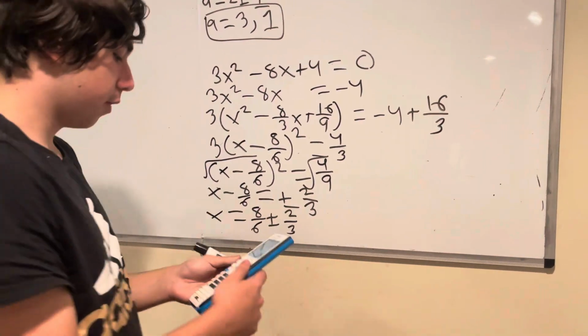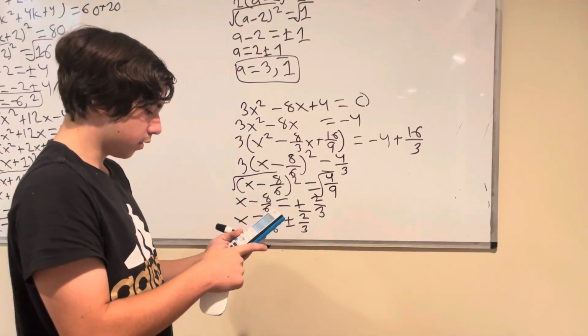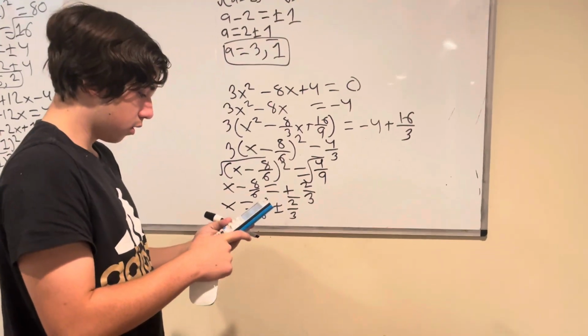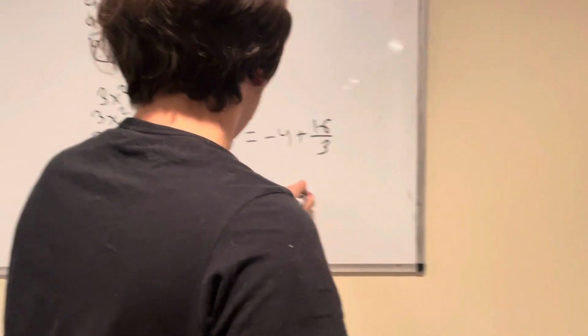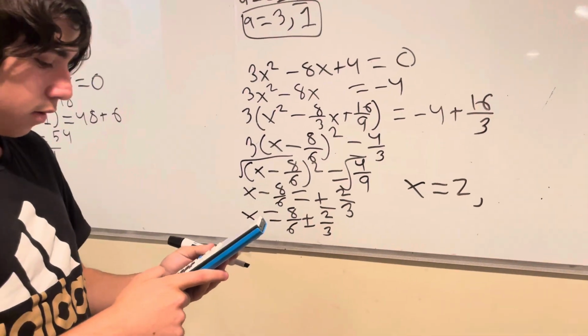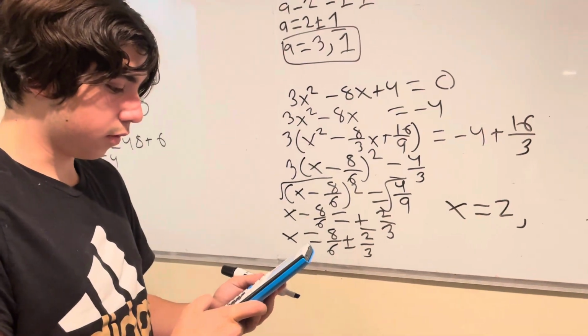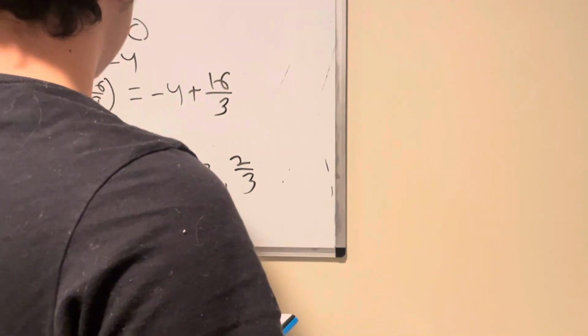Going to use our calculator to see what our solutions are. So 8 sixths plus 2 thirds, I'm getting a 2. So x is 2. And then 8 sixths minus 2 thirds is 2 thirds. And those are our solutions.